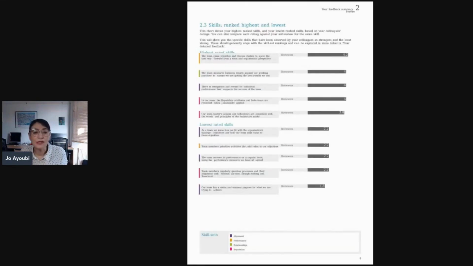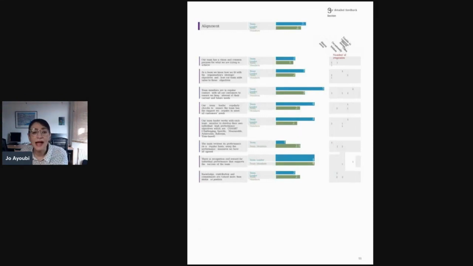We also looked at the highest skills, so the individual statements. Where were the highest, where were the lowest? We can see that the team shares priorities and discusses areas, clashes to agree the best way forward. The lowest rated skills seem to cluster around strategic objectives and common goals. So we're already picking up a theme here for the team to be aware of.